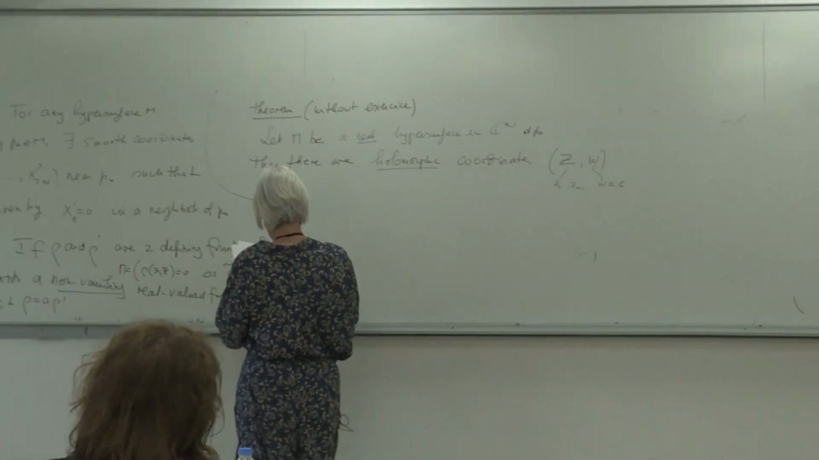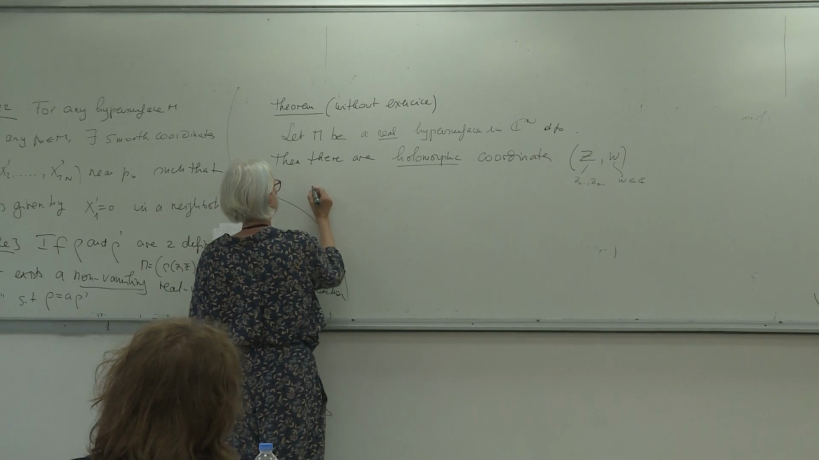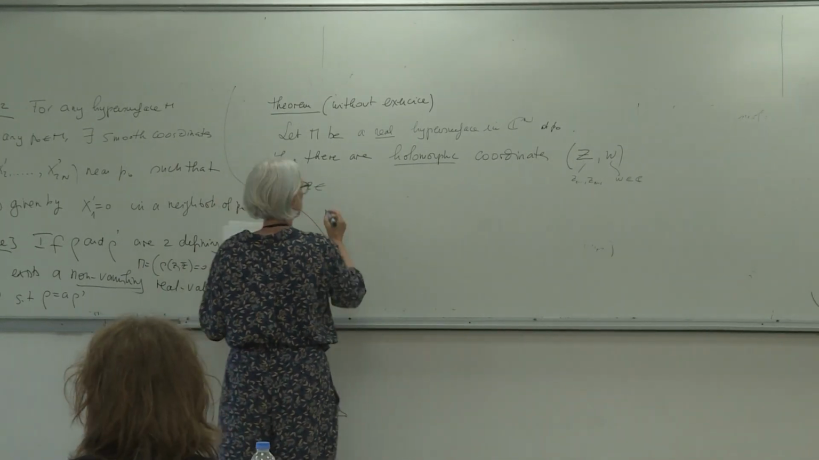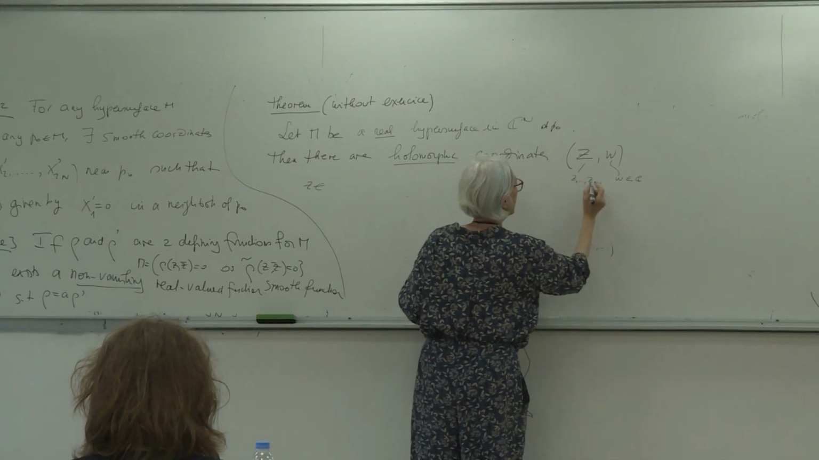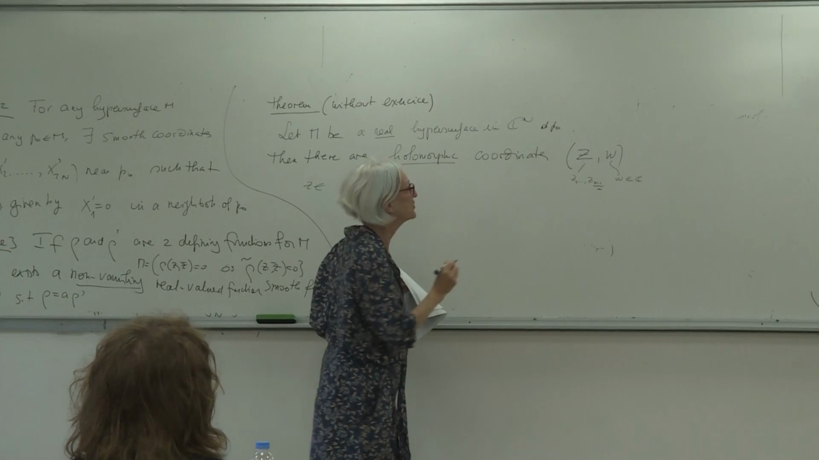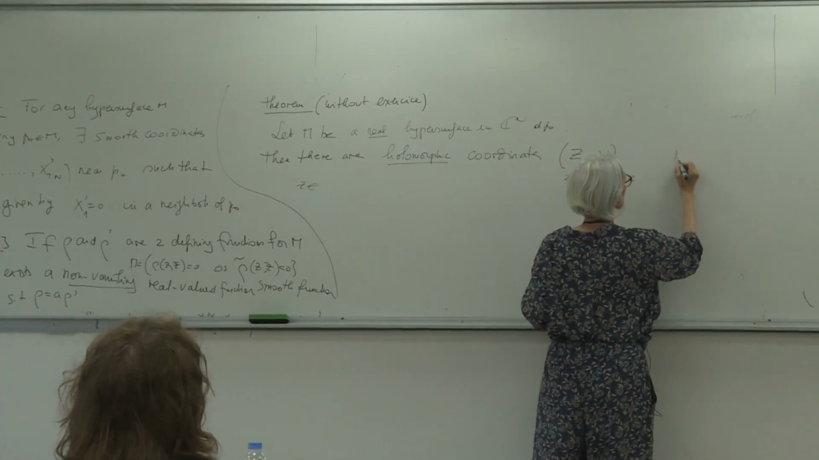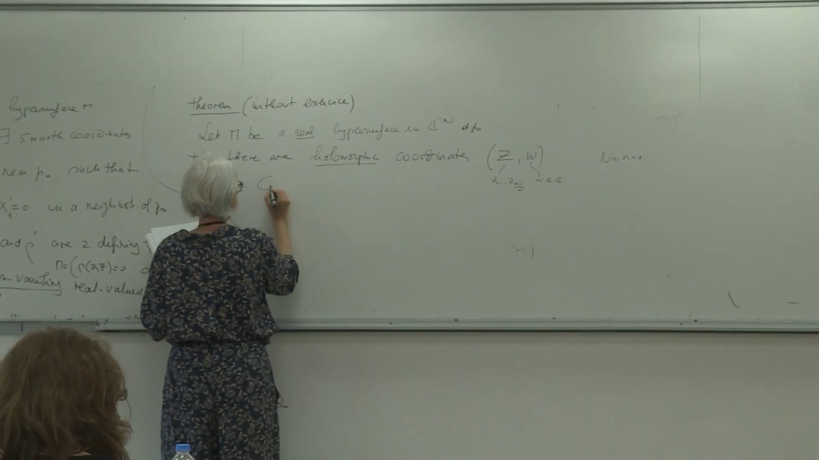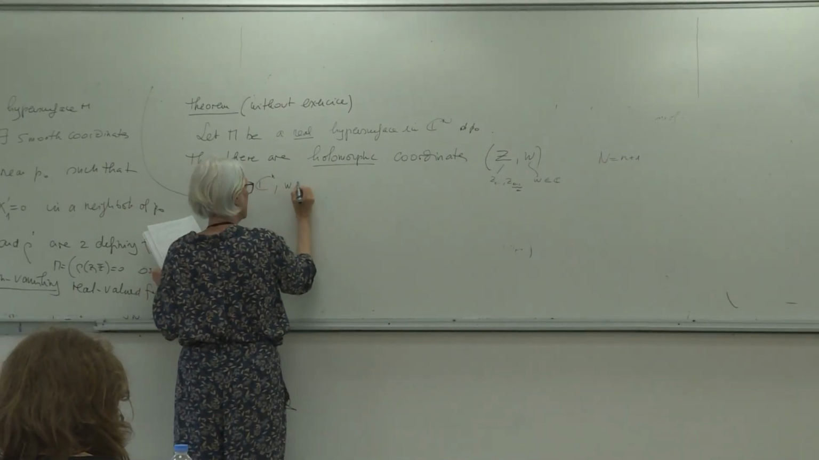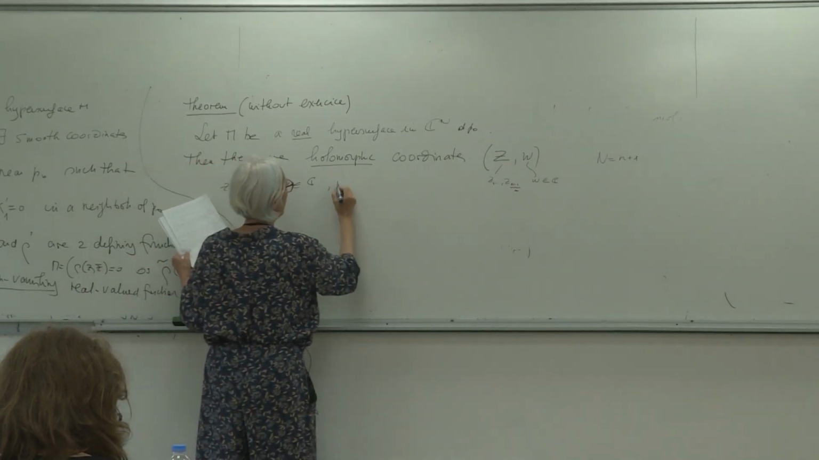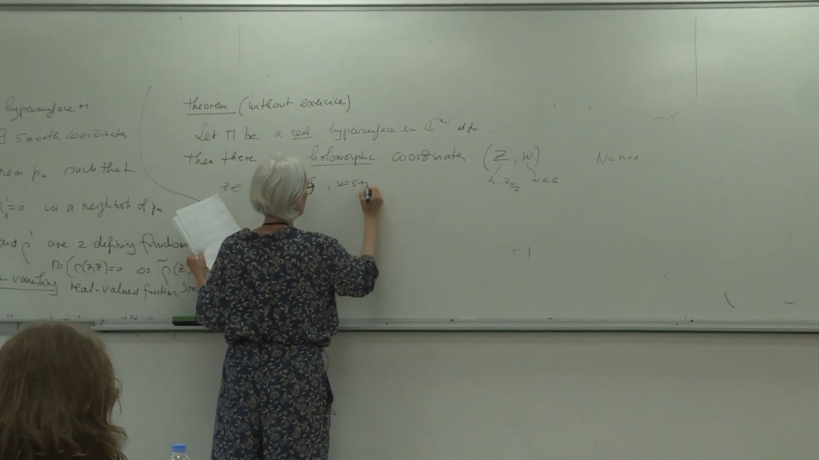So Z is in Cn. I call it little n, if you don't mind. So big N will be n plus 1. So Z lives in Cn, W lives in C. W will always be S plus iT.